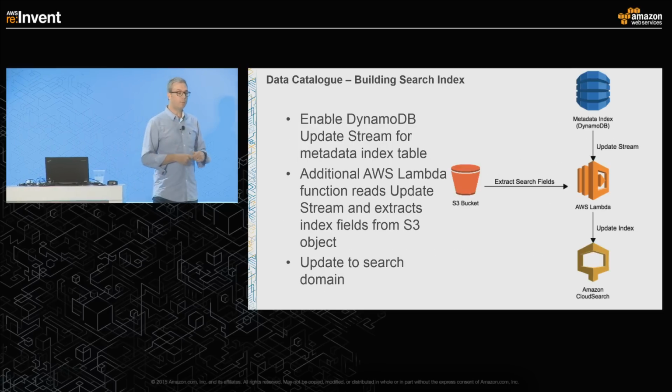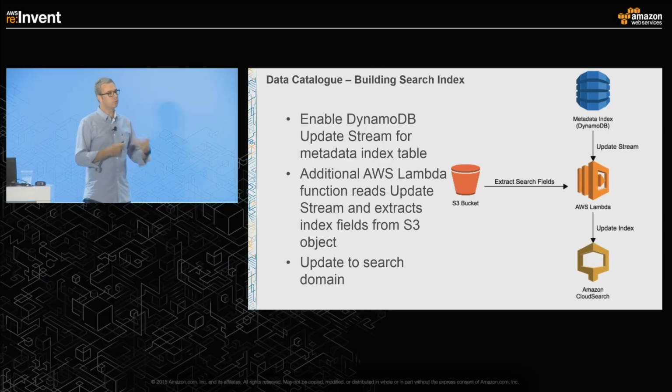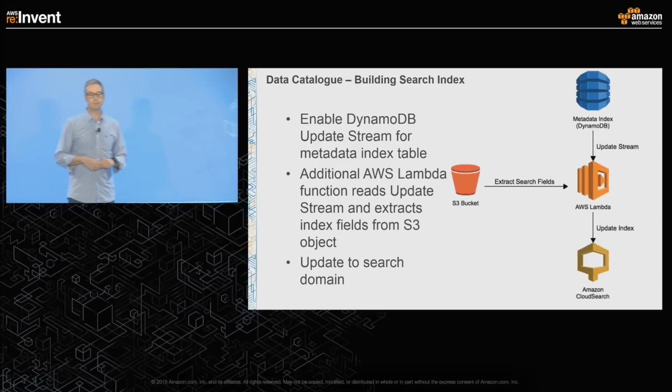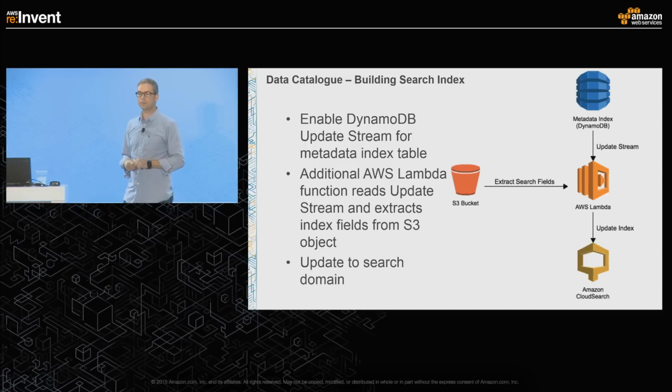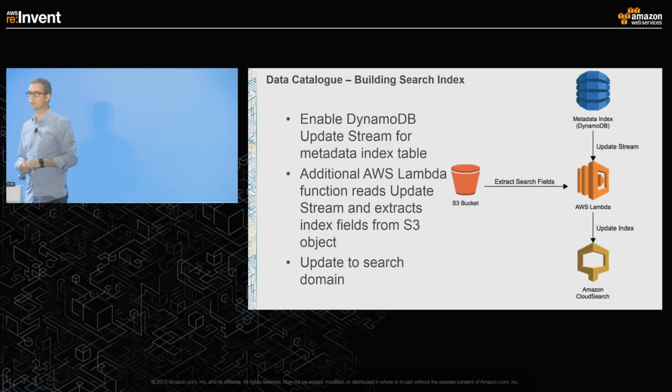So we build on our metadata index by capitalizing on DynamoDB update streams. Update streams give us the ability to consume the changes that are being made to DynamoDB using a streaming interface that we can process with, you guessed it, AWS Lambda. So every time we add a new component to our data lake, it gets registered with our metadata index. That metadata index emits an event that says a file has been added. And then we're able to go and read that file and index it into our search system.